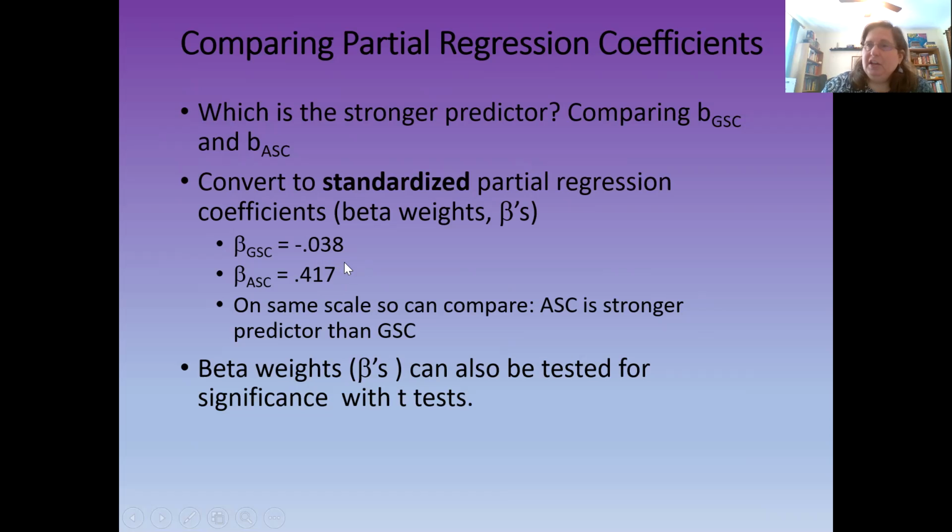Now, I don't take issue with the negative or positive. That doesn't matter at all. But if you just took the absolute value, you took away the negative sign, 0.417 is a lot stronger than 0.038. It's a lot larger number. It's further away from 0. So ASC is a stronger predictor than GSC. So you can just look at your beta weights, or you can look at the t-tests, and it'll all give you the same information. It'll all tell you what's important in the model and what may not be.